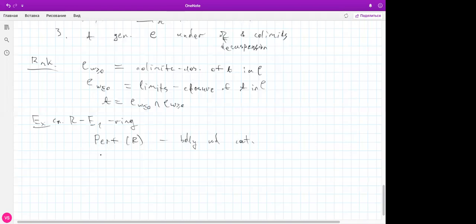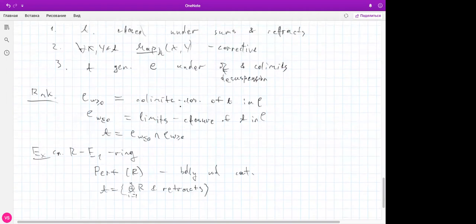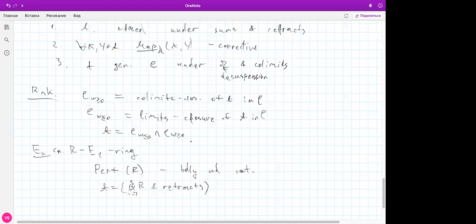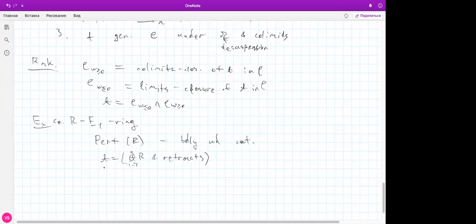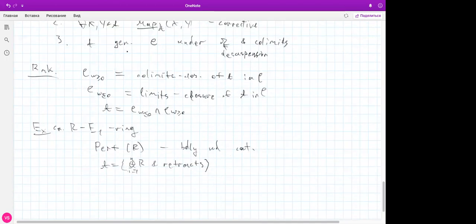In which sense? You just define A to be all direct sums of R, and possibly their retracts. This is an additive category that certainly generates perf R. Even R generates perf R. It's closed under retract, and this is connective just because R was a connective E1 ring.